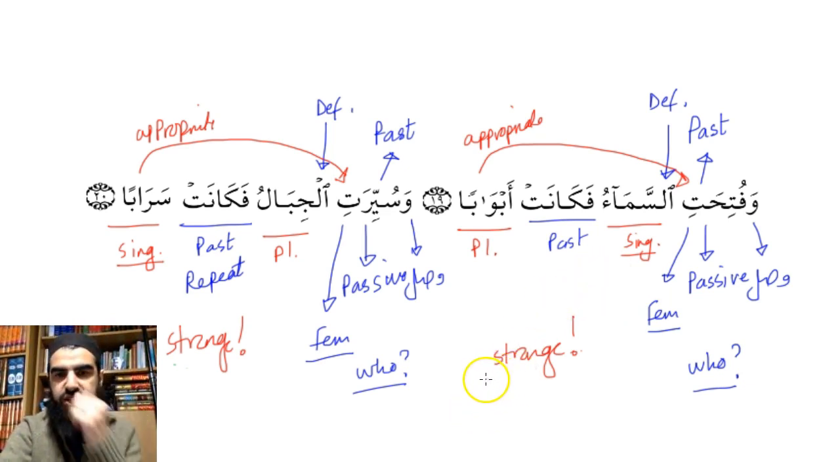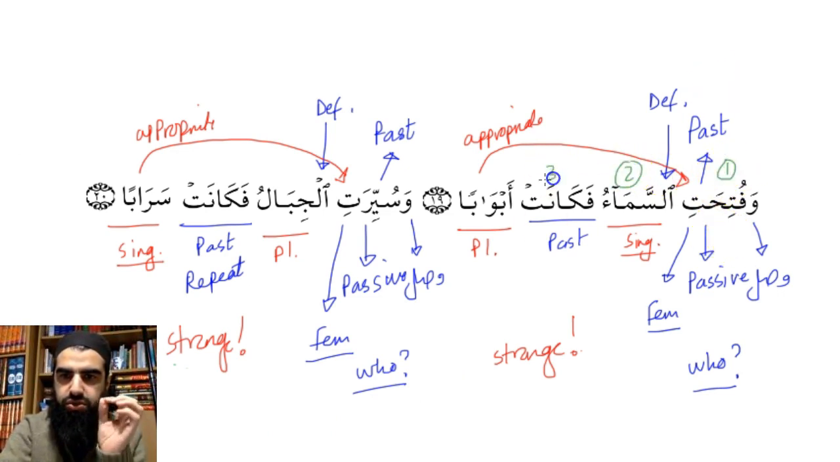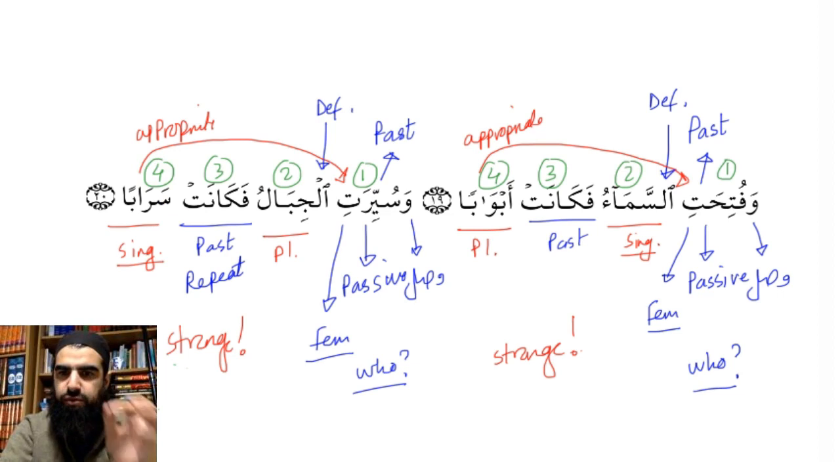Okay, so that's the kind of strangeness you get from this. All right, what else do we get over here? Look at this: 1, 2, 3, 4. 1, 2, 3, 4. It's like four beats. You get this kind of four beats.